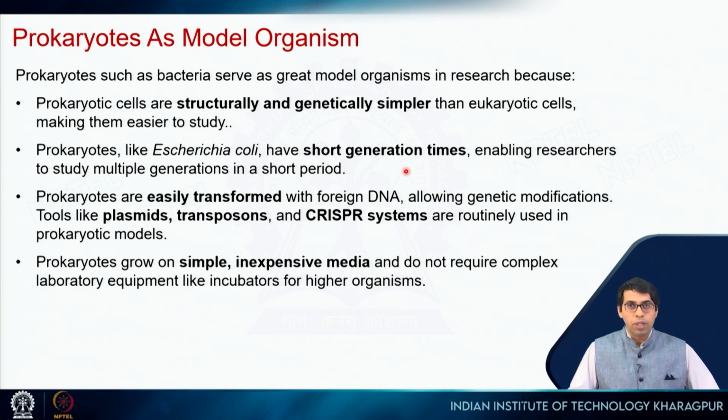They have very short generation time, which means that they can multiply very fast in a very short period of time. They can be easily transformed with foreign DNA, allowing genetic modifications. So tools like plasmid, transposons, and CRISPR systems are routinely used in prokaryotic models. They grow on simple, inexpensive media. So growing a bacteria is much more inexpensive compared to growing a eukaryotic cell like HeLa or Snyder 2.